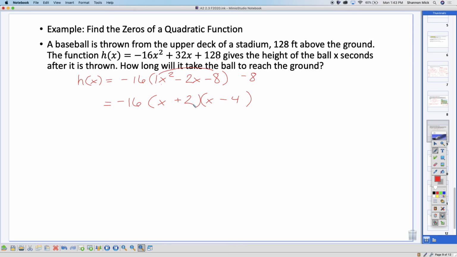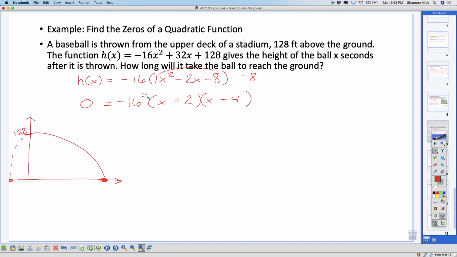Oh, I didn't draw us a picture. There's my baseball stadium. This is 128, correct? So we're going to get an answer here and an answer here. It would be out further, but my picture's not there.